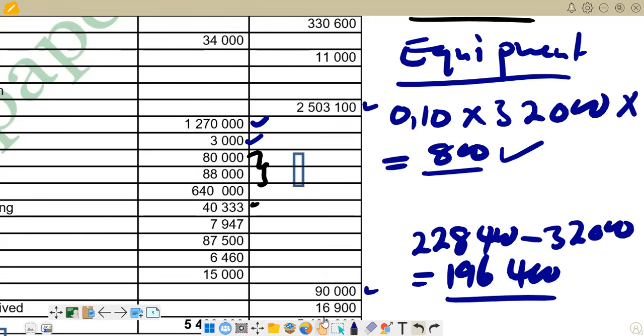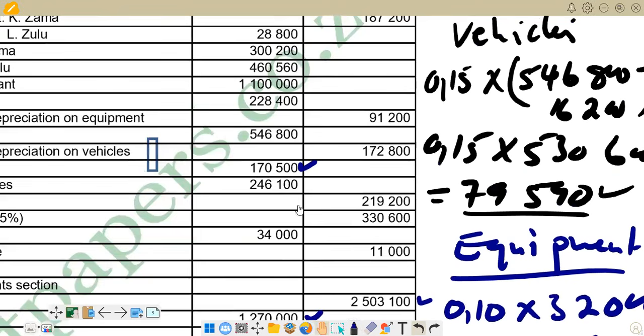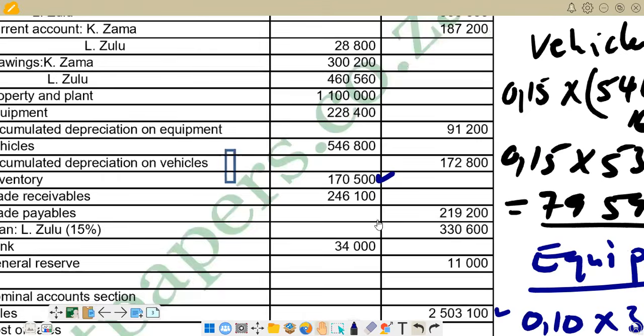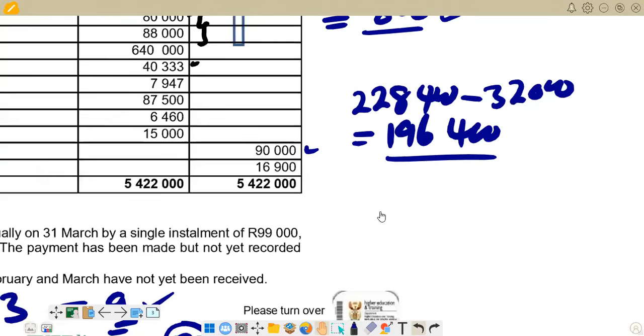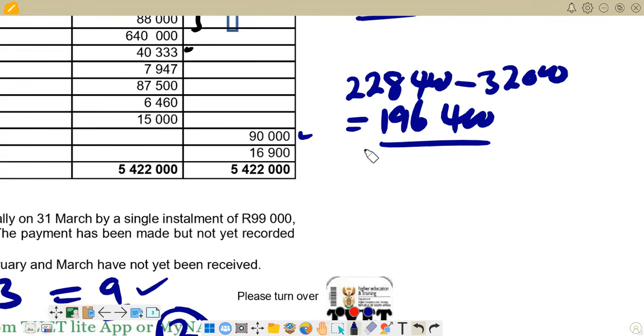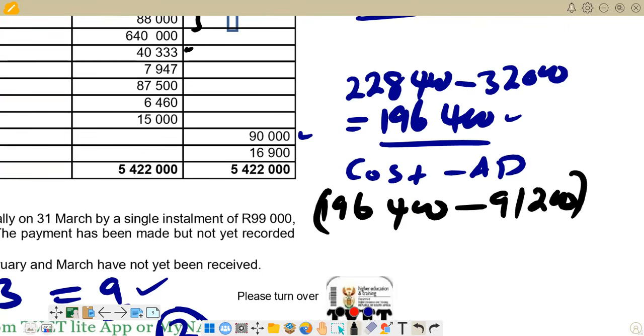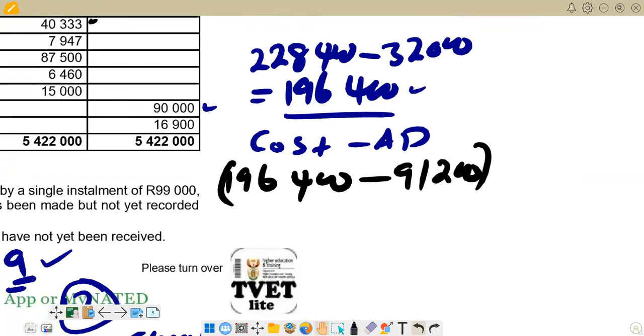So there now, this one is the one that we are supposed to subtract the accumulated depreciation from. Now remember, we're saying cost minus accumulated depreciation, and accumulated depreciation for equipment is 91,200. So our cost is 196,400. Then you subtract the accumulated depreciation, which is given as 91,200. Then the answer that we get there, you multiply by 10%.